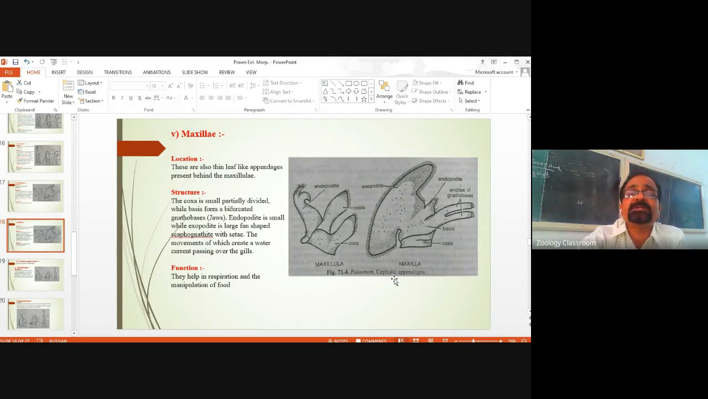So maxilla, as I mentioned, is leaf-like. Now structure. Coxa is small, partially divided. See, this is small. Can you see this line here, which divides the coxa partially? Not this, that is not coming to this end. Only partially it is dividing the coxa. While the basis forms a bifurcated structure. So this is the basis. It forms bifurcated gnathobasis. दिसतात का दोन? Gnathobasis.